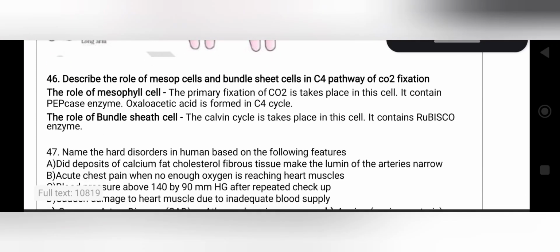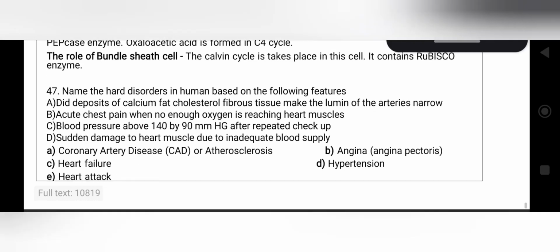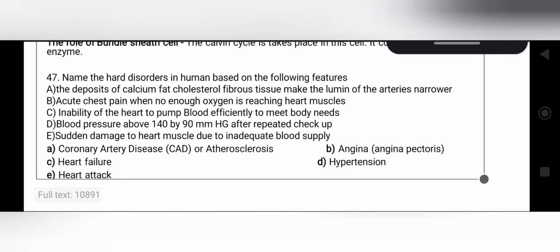The role of mesophyll cells and bundle sheath cells in C4 pathway of carbon dioxide fixation. The role of mesophyll cells. The primary fixation of CO2 takes place in the cell. It contains PEP case enzymes. Oxaloacetic acid is formed in C4 cycle. The role of bundle sheath cell. The Calvin cycle takes place in this cell. It contains Rubisco enzyme.